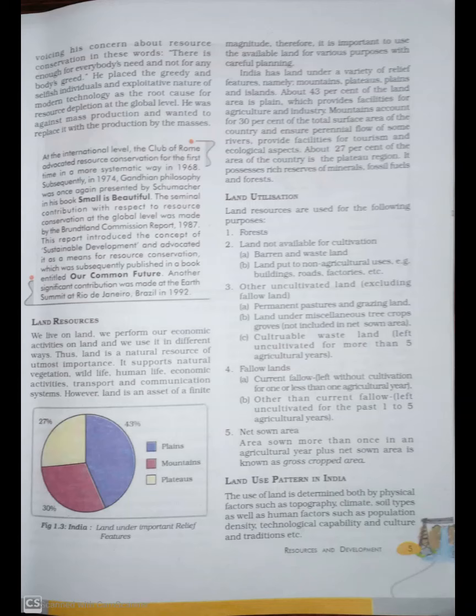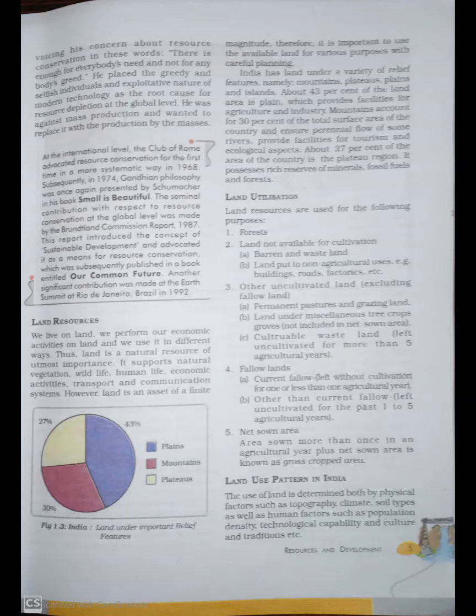Land resources. We live on land, we perform our economic activities on land, and we use it in different ways. Thus, land is a natural resource of utmost importance. It supports natural vegetation, wildlife, human life, economic activities, transport, and communication systems. However, land is an asset of a finite magnitude. Therefore, it is important to use the available land for various purposes with careful planning.